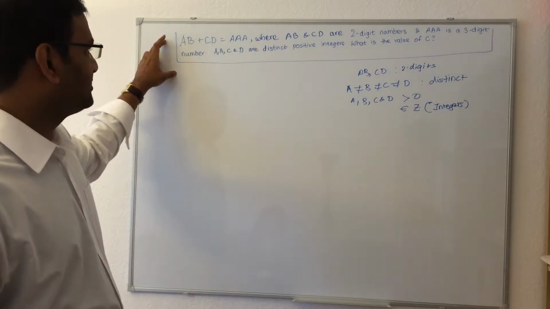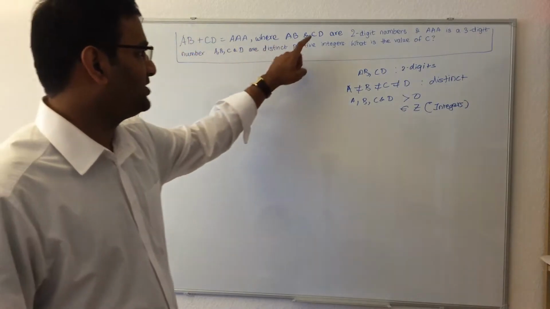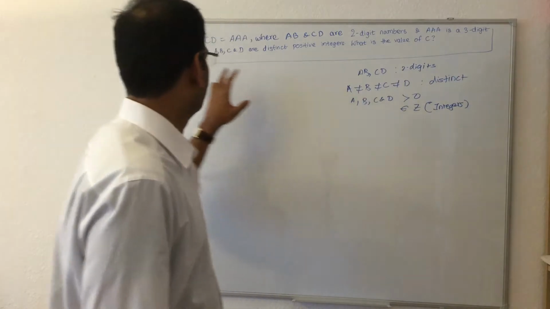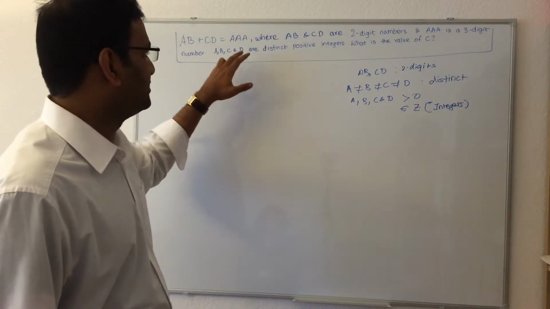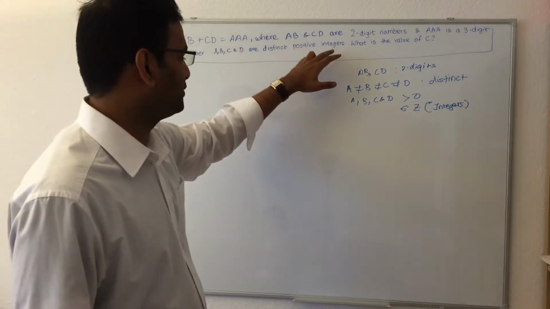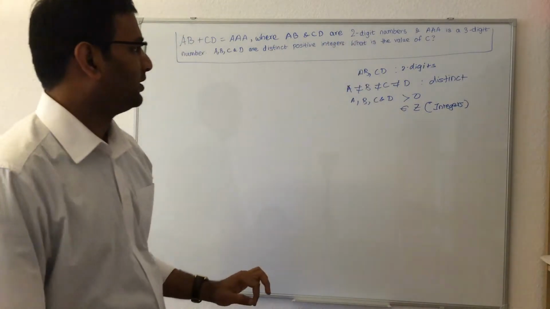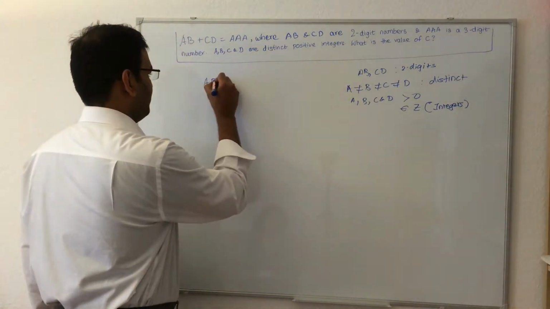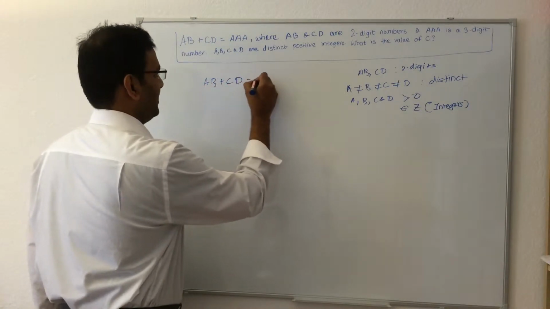AB plus CD equals AAA, where AB and CD are two-digit numbers, and AAA is a three-digit number. A, B, C and D are distinct positive integers. What is the value of C? So, what we are given is AB plus CD equals AAA.